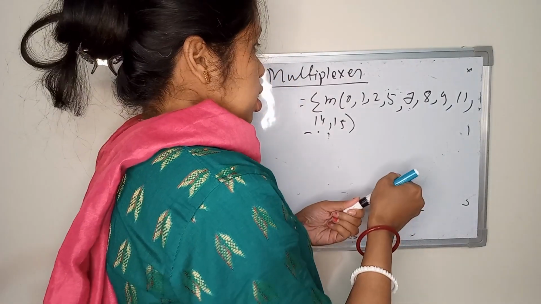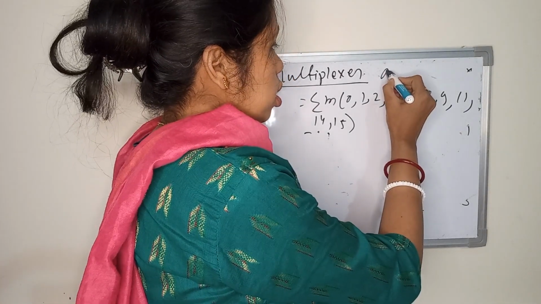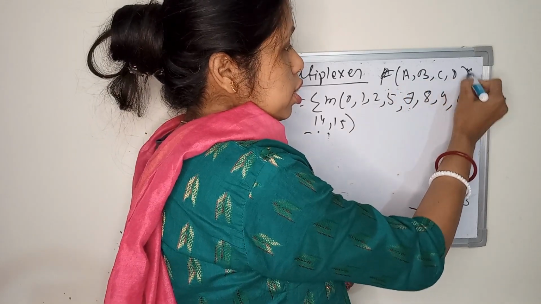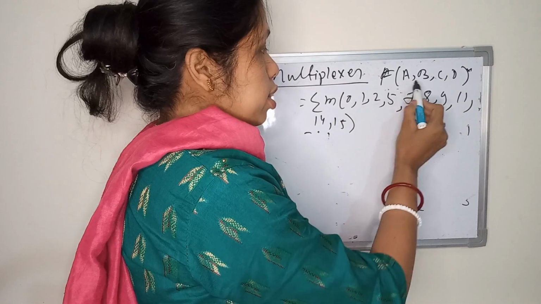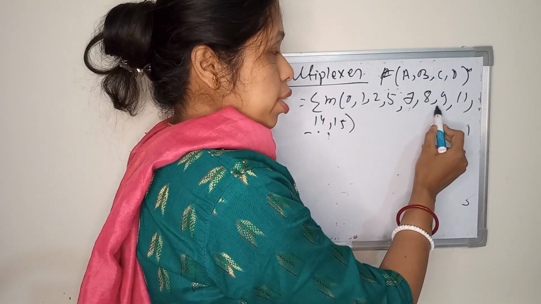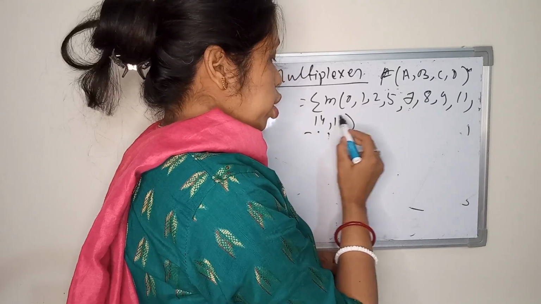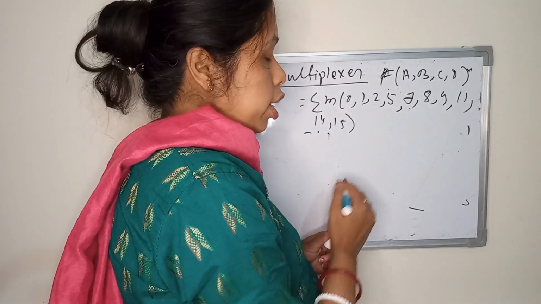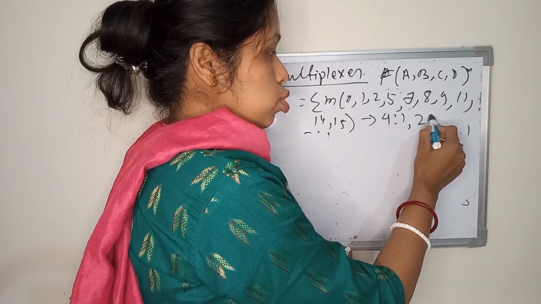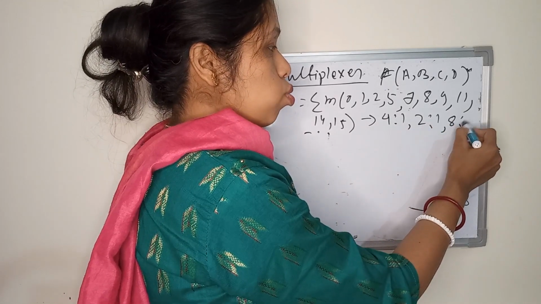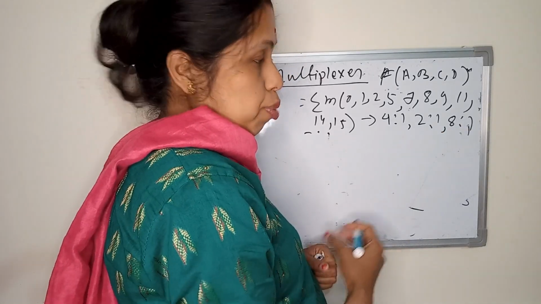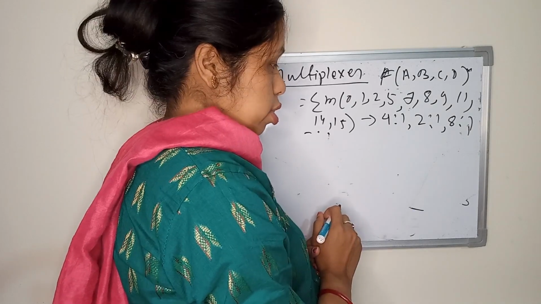So here you can see, I have written one Boolean expression. This is A, B, C, D, right? The expression is like that. I have these minterms 0, 1, 2, 5, 7, 8, 9, 11, 14, 15. I will design this using 4 is to 1, 2 is to 1 and 8 is to 1 multiplexer. So first I will start with the 8 is to 1 multiplexer, then 4 is to 1, then 2 is to 1 I will take.